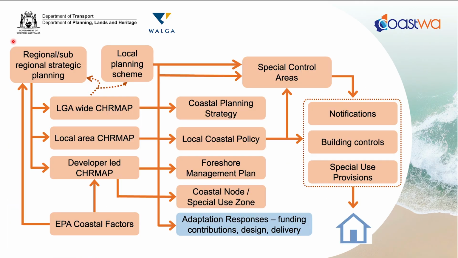This slide just illustrates the number of different areas within the planning system that coastal planning is considered. There are a lot of dependencies and interdependencies, from the top left at very high levels, all the way down to the individual property on the bottom right. It includes a number of very technical documents and more flexible local coastal planning documents.